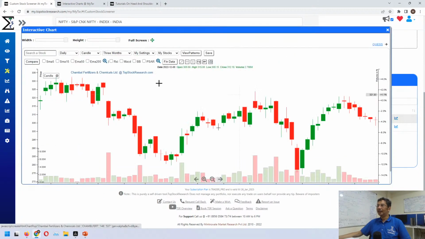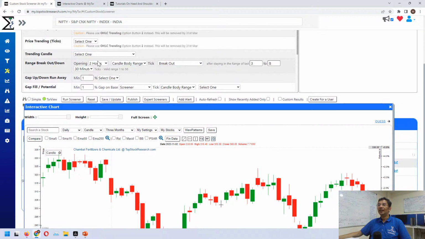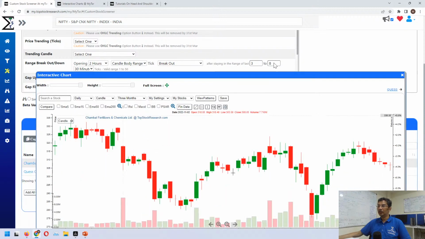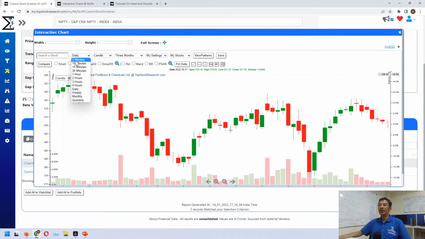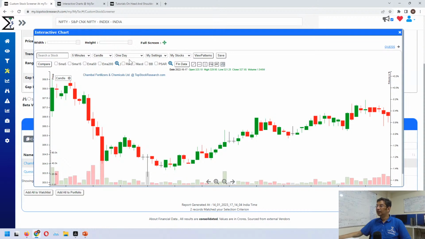So when you look at this, our base candle is 2 hours, and then the second candle is a 30 minutes candle. So what we should be doing is changing it to 30 minutes on a day tick.